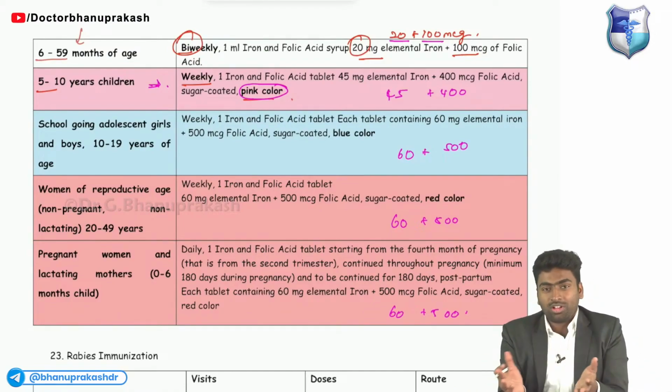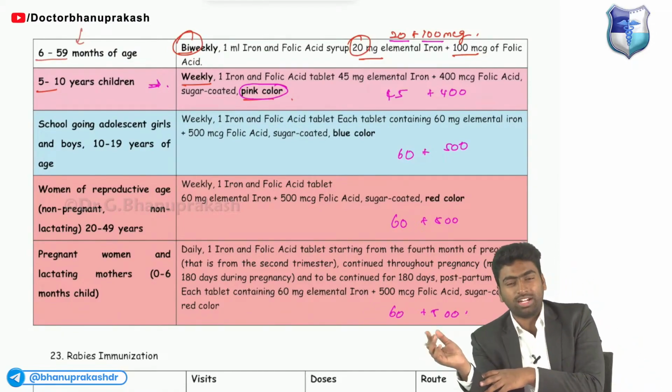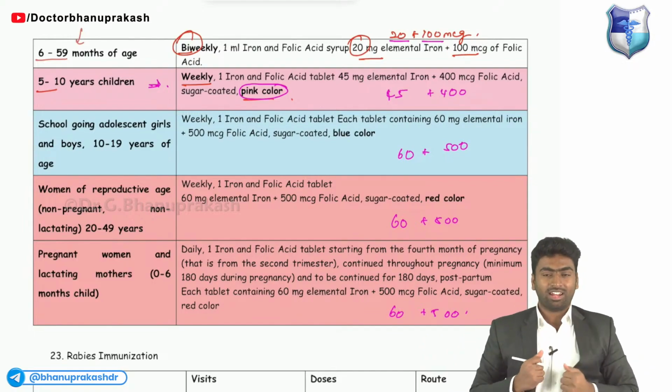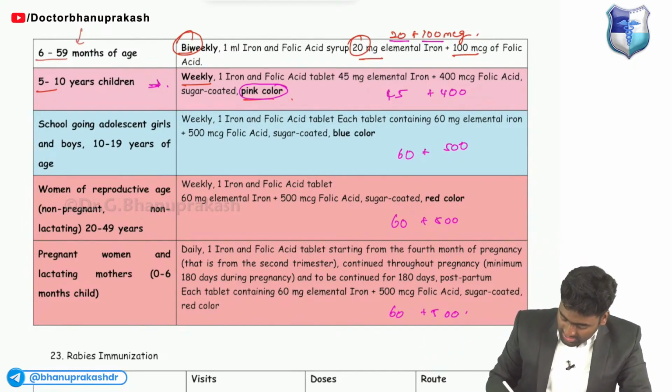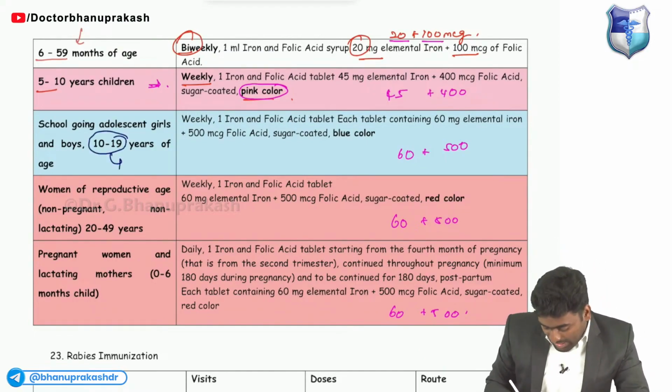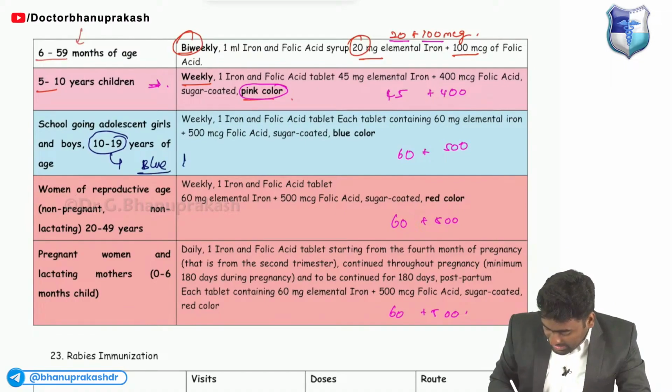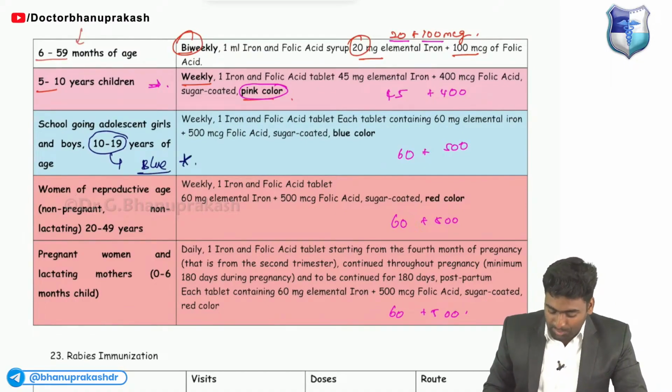Then the boys will grow, and the girls also will grow, right? The boys pick their color. What is the favorite color of boys? It is blue. So these 10 to 19-year-old boys, the adolescents, will have blue color tablets.